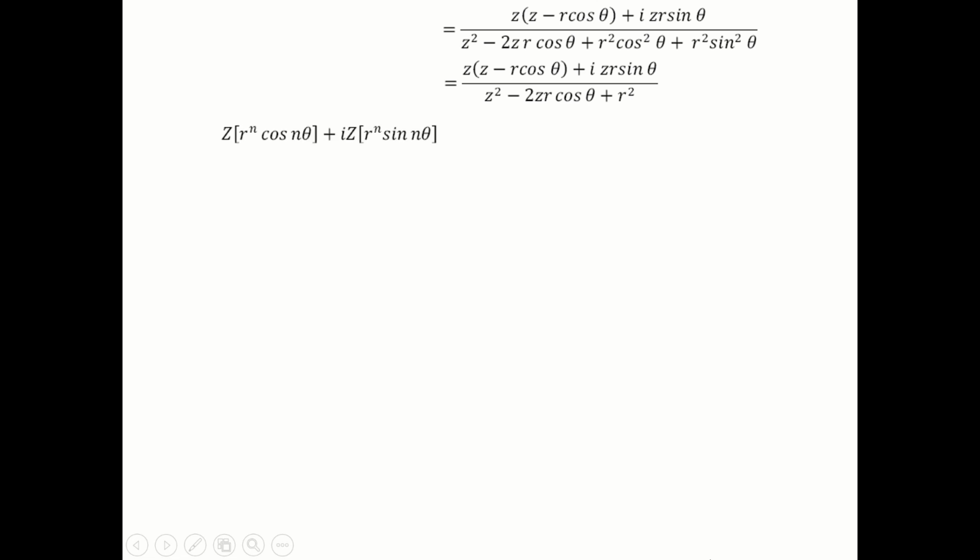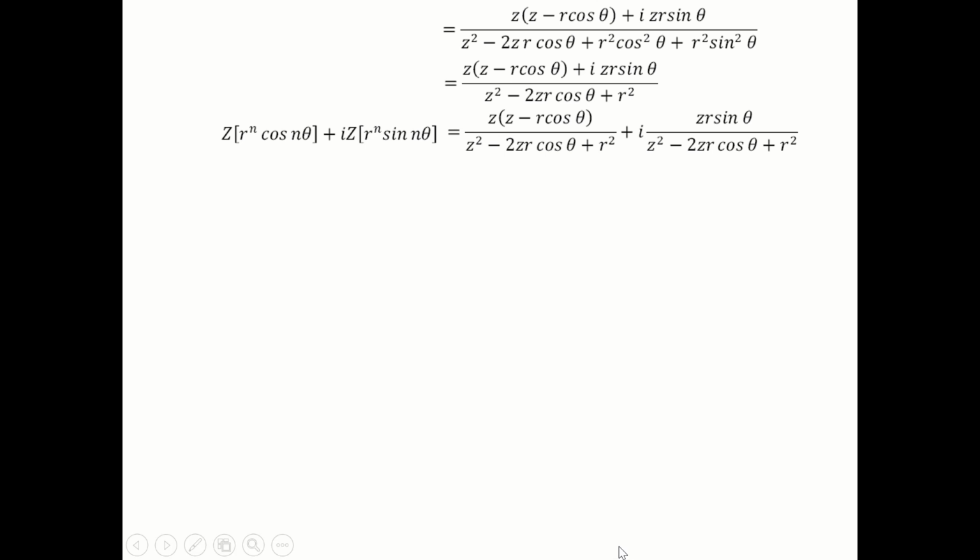So Z of r power n cos n theta plus i Z of r power n sin n theta is equal to, we are separating the real part and imaginary part. So first term z into z minus r cos theta, that is the real part, divided by the denominator z square minus 2 z r cos theta plus r square, plus i into the imaginary part z r sin theta divided by the denominator z square minus 2 z r cos theta plus r square.